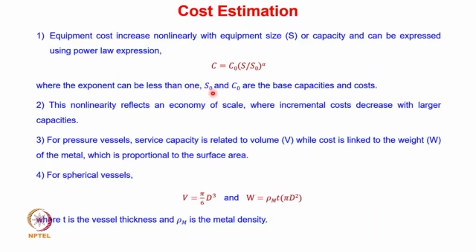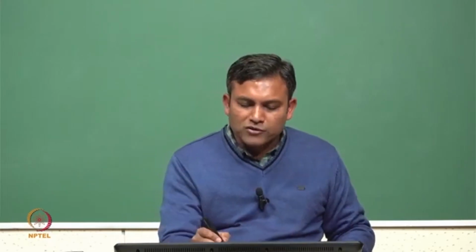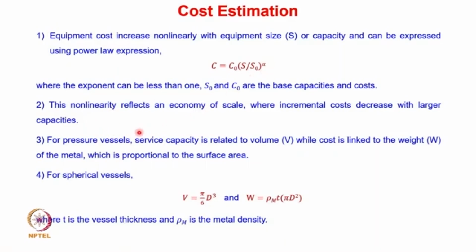So S naught and C naught are the base capacity and cost. If you know the base capacity and cost, then for a new value of capacity we can calculate what will be the cost. For different equipment, this value of alpha is defined, and we can find these exponent values from the literature. So this non-linearity reflects an economy of scale where the incremental cost increase is smaller with larger capacity. If the capacities are larger, the cost increases at a lower rate. Based on that, the non-linear equations are used here.